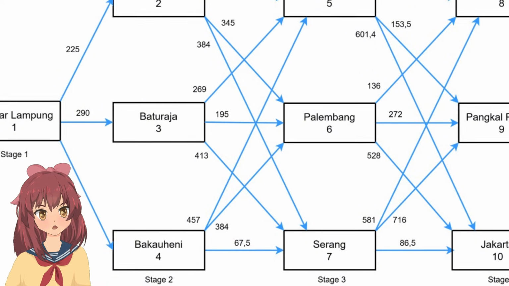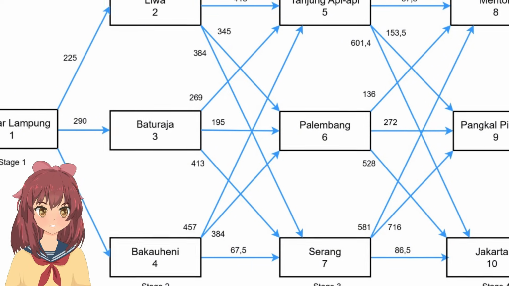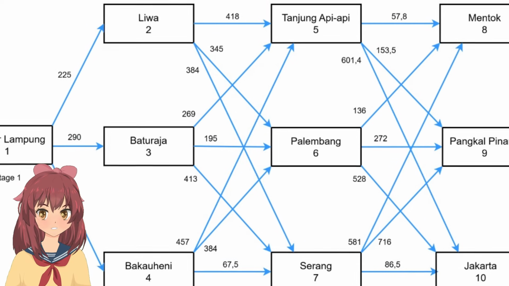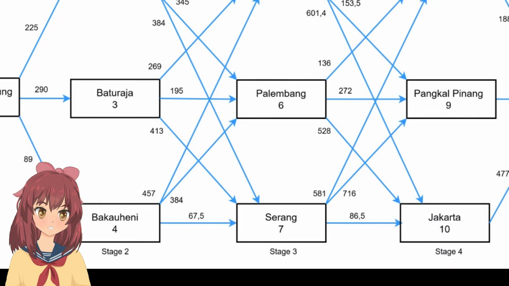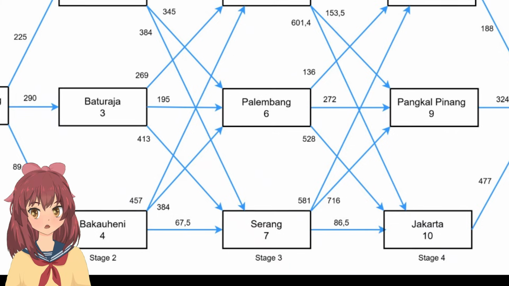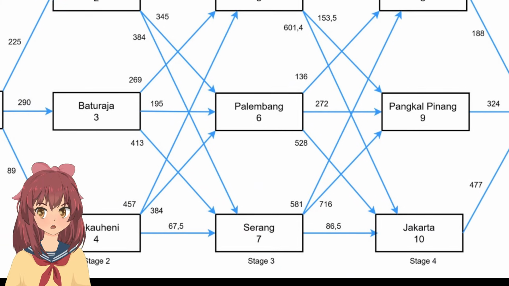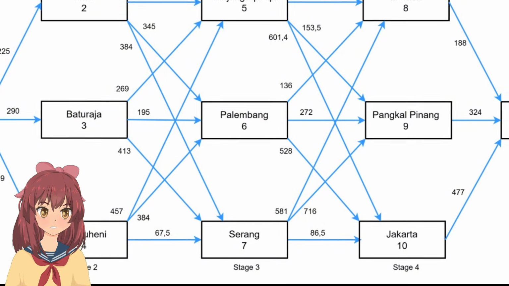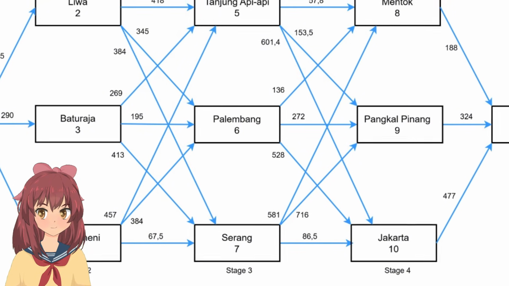Meanwhile, from Bakauheni to Tanjung Api-Api, the distance is 457 kilometers, to Palembang 384 kilometers, and to Serang 67.5 kilometers. This is where the number of possible route combinations really starts to increase.